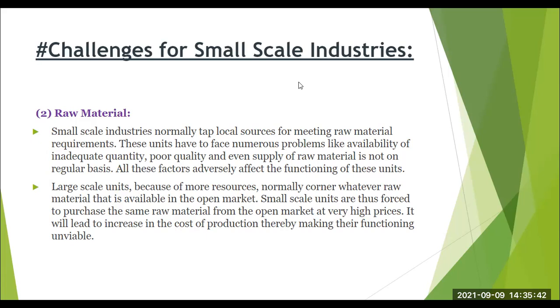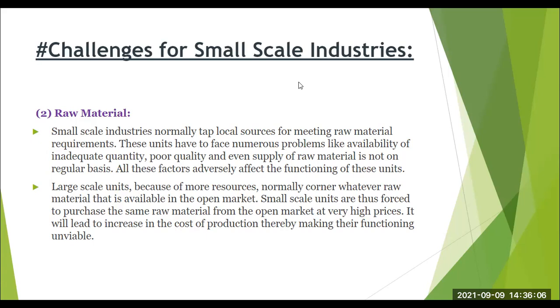Otherwise, the production process will stop. And it could stop because of the raw material, because of the slow process of the raw material, the transportation and availability of the raw material, right? So large scale units, because of more resources, normally corner whatever raw material is available in the open market. The large scale industry will purchase all the things in bulk, right? So what is left out will go to the small scale industry.